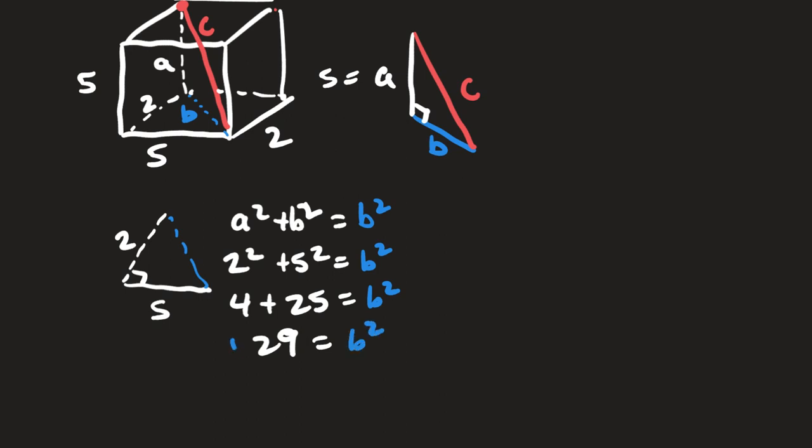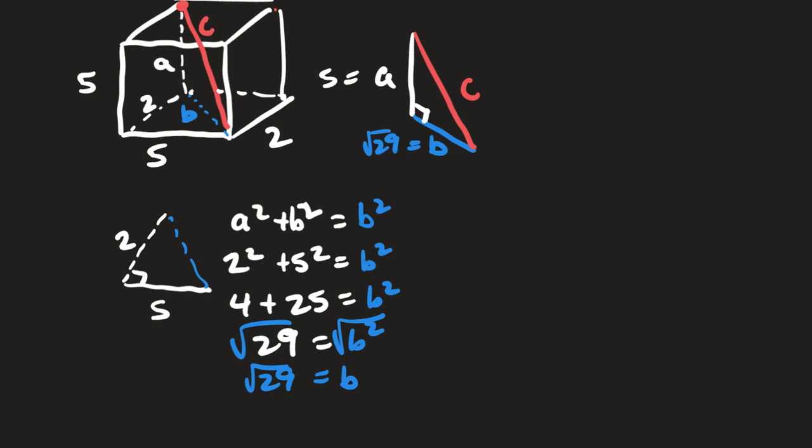So the square root of this, right? So b is equal to the square root of 29. And I don't even know what the square root of 29 is. I'm just going to keep it as the square root of 29. Great. Hey, we're ready to go, because now we can attack this triangle right here because we know one side is 5 and the other side is the square root of 29.